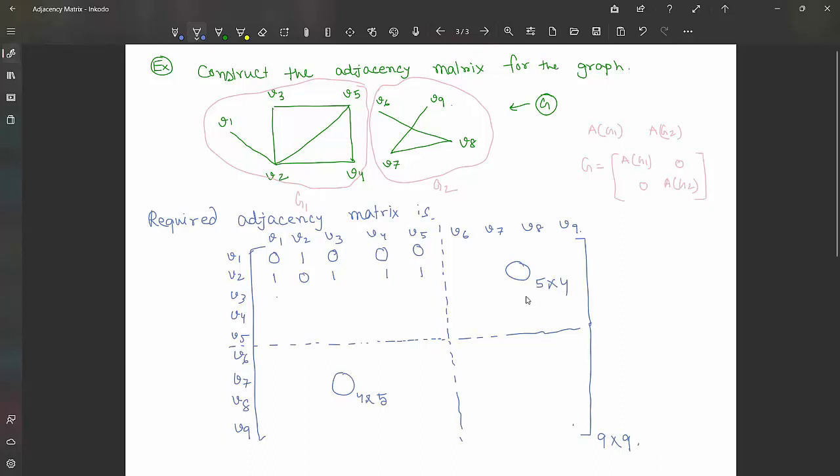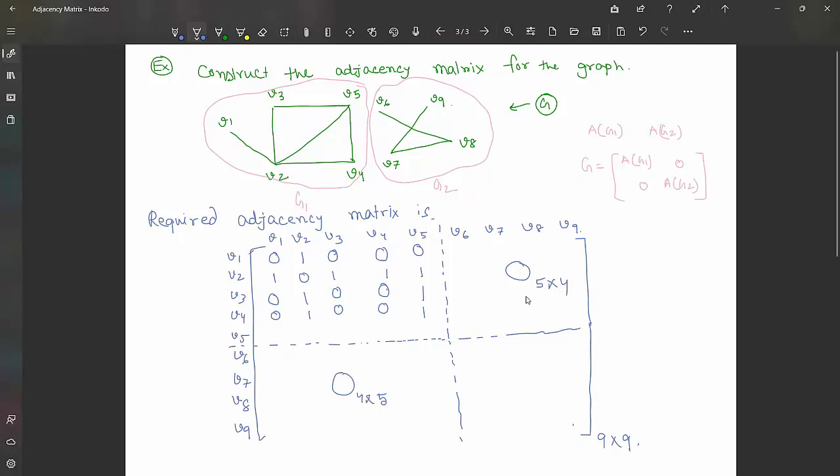Then V3 to V1 there is no connection. V3 to V2 there is one. V3 to V3 and V3 to V4 both there is no connection. And V3 to V5 there is a connection, put here one. For V4, there is no self loop, and also V4 to V1 no direct connection, put here 0. V4 to V2 is 1. V4 to V3 no direct connection. V4 to V4 no self loop. V4 to V5 it is 1.